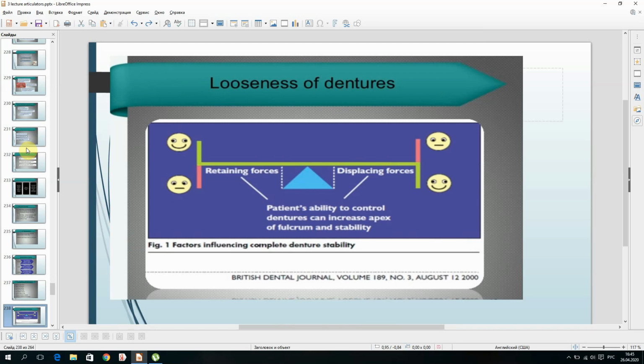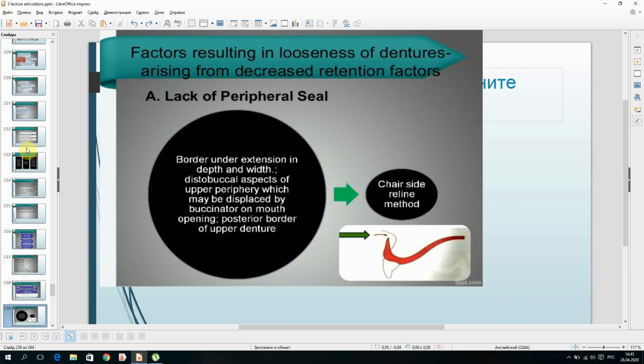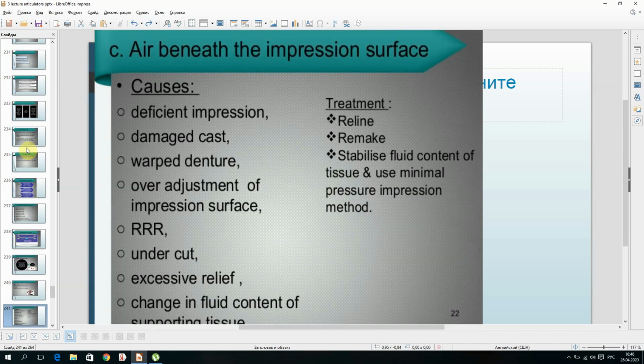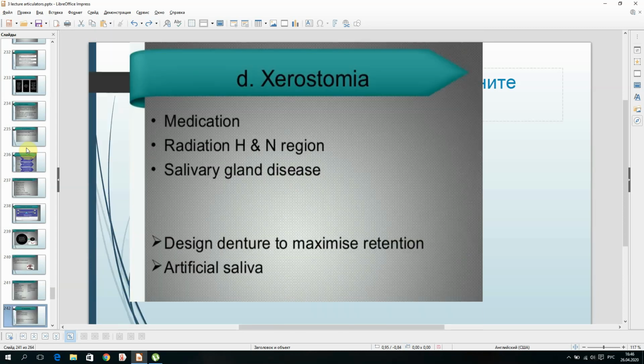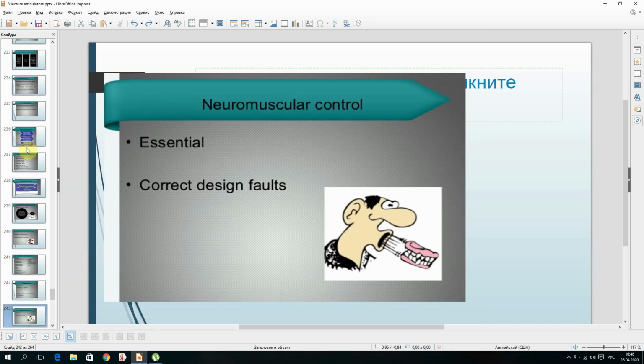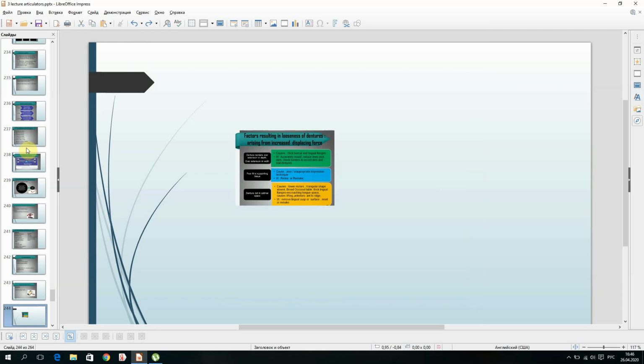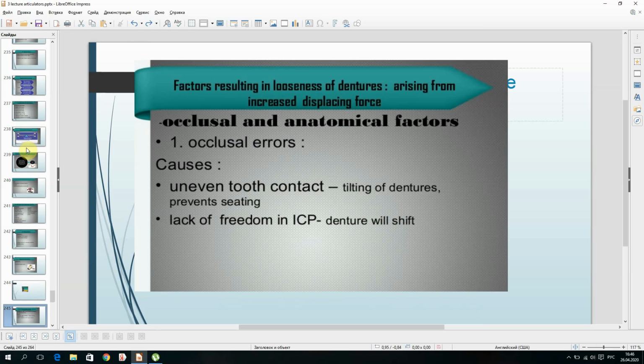Looseness of dentures. Factors resulting in looseness of dentures arising from decreased retention factors: air bubbles on the impression surface, xerostomia, neuromuscular control. Factors resulting in looseness of dentures arising from increased displacing forces.